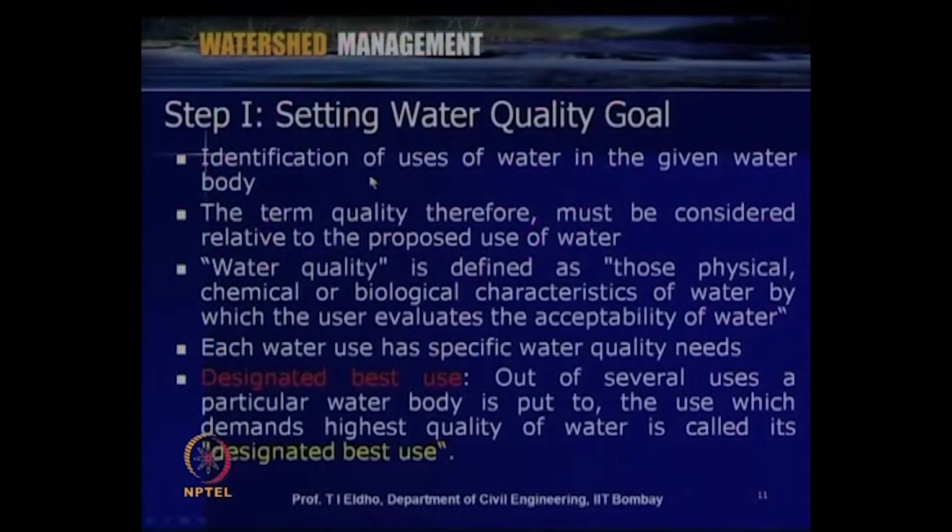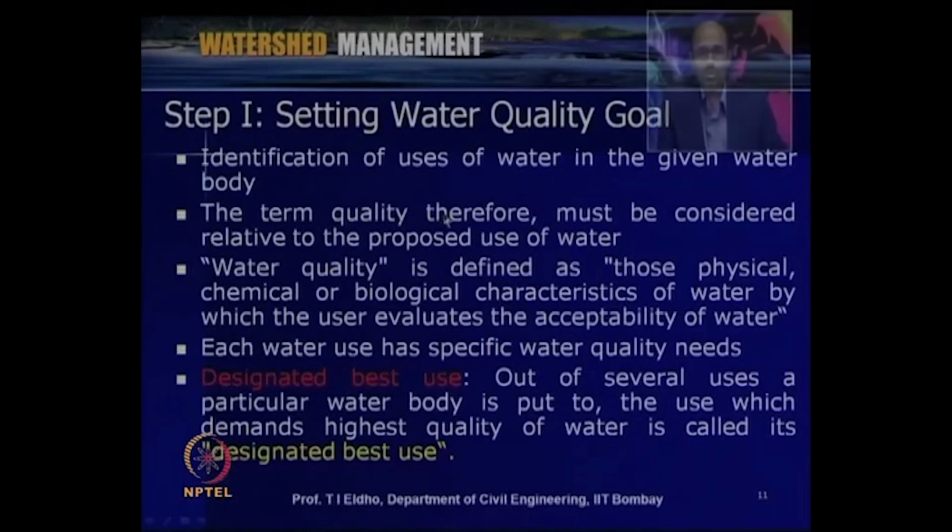So, once the water quality goals are set, we have to see that we are meeting those goals for specified uses. Now let us look at the important water quality goals which we have to set. First one is identification of uses of water in the given water body. For example, if a river or lake is concerned, what are the specified uses as far as the water is concerned, whether it is used for irrigation purpose or for drinking purpose or industrial uses like that.